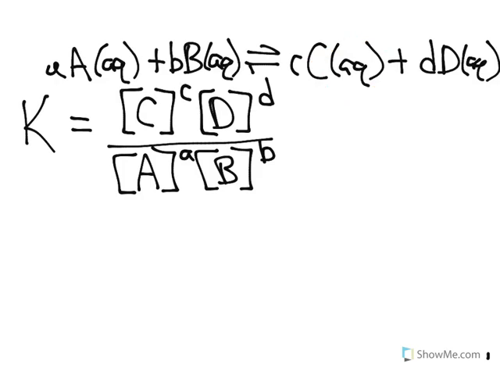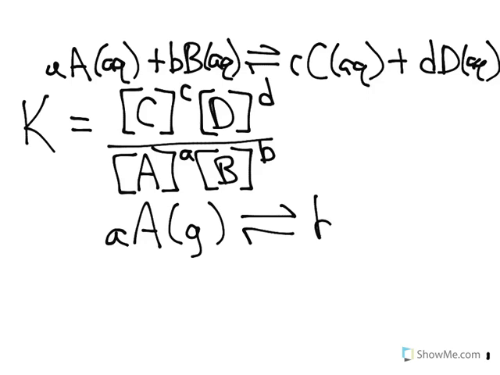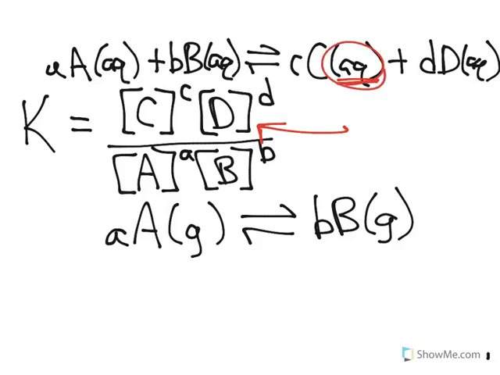So let's rewrite this. We'll do a shorter one. Let's say little a, big A, and this is a gas, is reversible, and it can make big B, which is also a gas. Now, just as a reminder, when you have brackets here, that means the molar concentration of something, which makes sense. That's how you typically measure the concentration of a solution, is its molarity. Well, how do you measure the concentration of a gas? You do that with partial pressures. So instead of the concentrations of these, we're going to use the pressures of these.